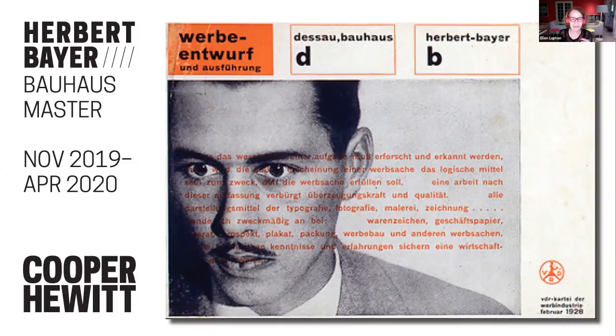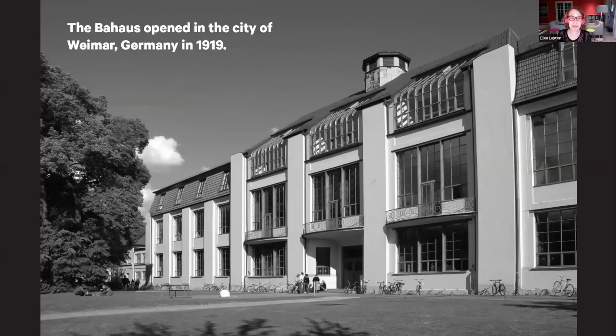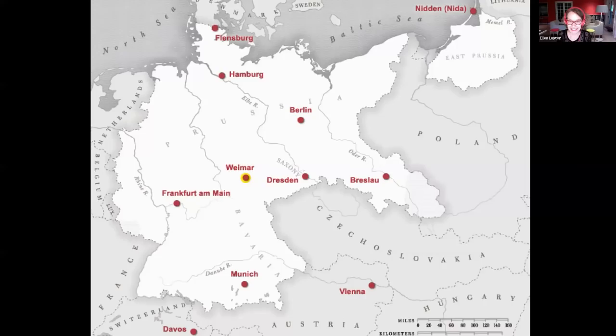he was part of. Yeah, and I have a book coming out with Moleskine and Princeton Architectural Press, all about Herbert Bayer. And Cooper Hewitt has a collection of over 500 pieces by Bayer. And many of those pieces are in this book and have never been seen before. So it's pretty cool. So the Bauhaus opened in the city of Weimar, Germany in 1919.